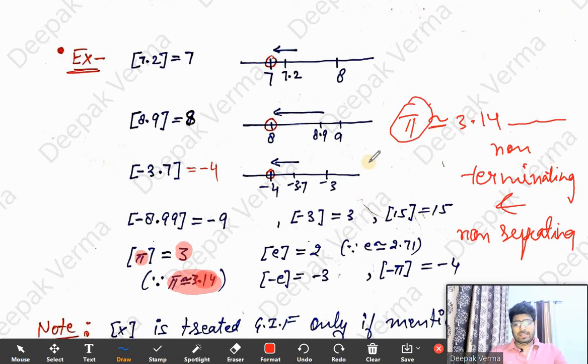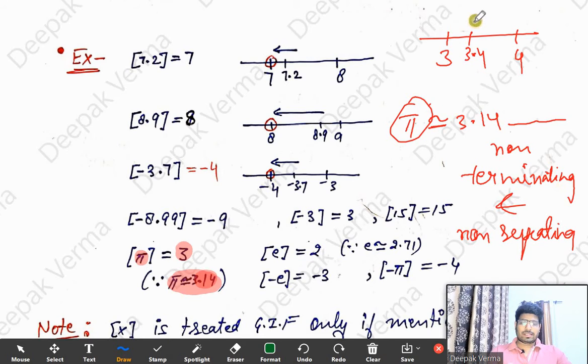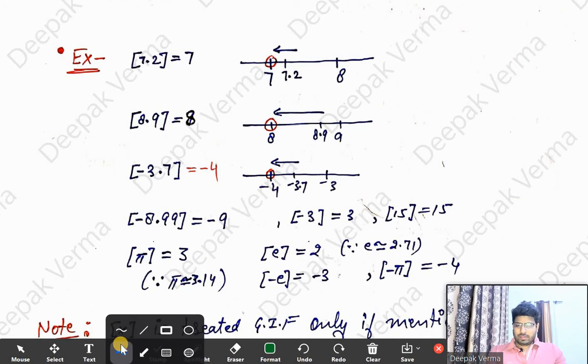So therefore pi is an irrational number and its value is somewhere between 3 and 4. Let's suppose it is here, 3.4. Now what we have to do? We are standing here. We have to move towards left. The very first integer that we get is 3. So our required answer is 3. Hope you get it. So far whatever we have learned, I hope you are getting my points.